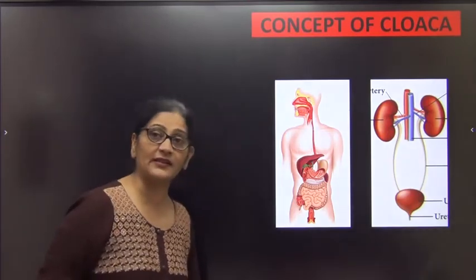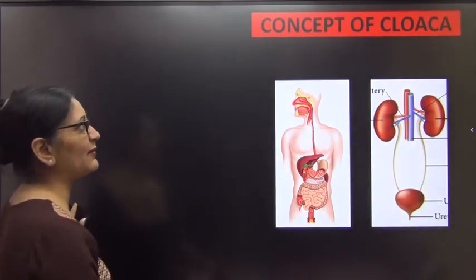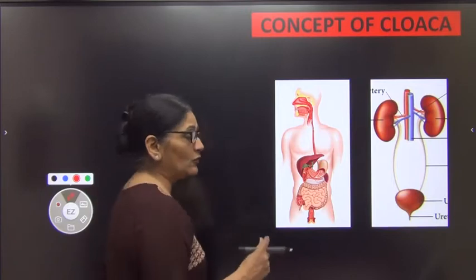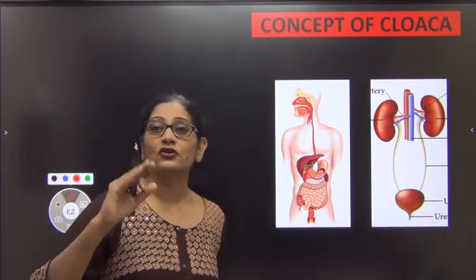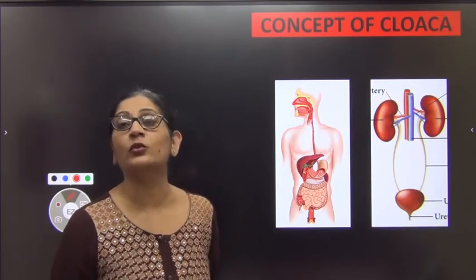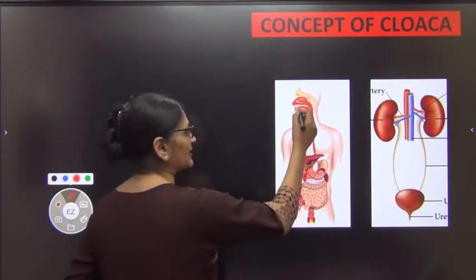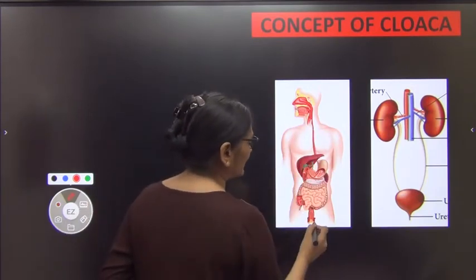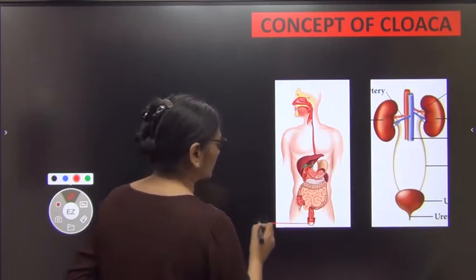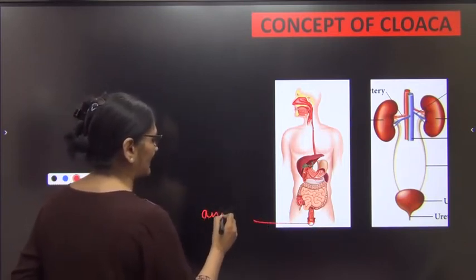Now you have to see this. I am showing mammals first, and among mammals, I have shown humans first. In humans, there are three major systems which communicate to the outside of the body through an aperture. One of them is the digestive system. You can see that this digestive system communicates to the outside through an aperture called anus.